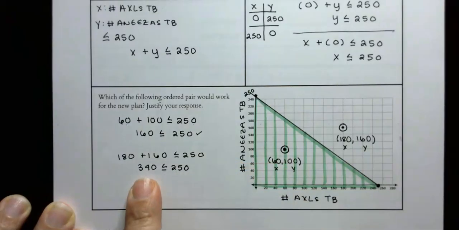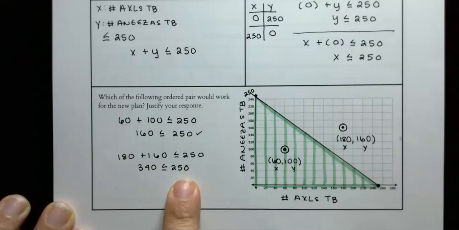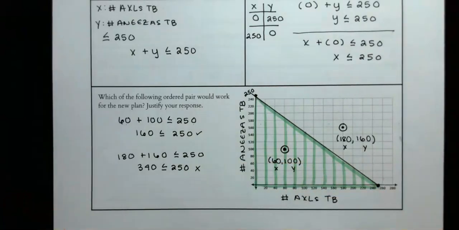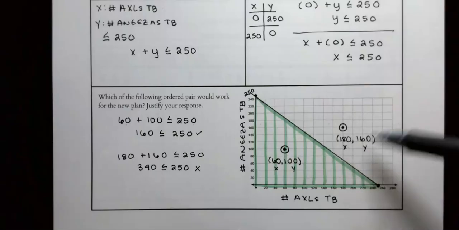We know that 340 is not equal to 250, but we also can see that 340 is not going to be a number less than 250. So for that reason, this is false, incorrect, and it doesn't give us a true statement. That's why it's not in the shaded region.